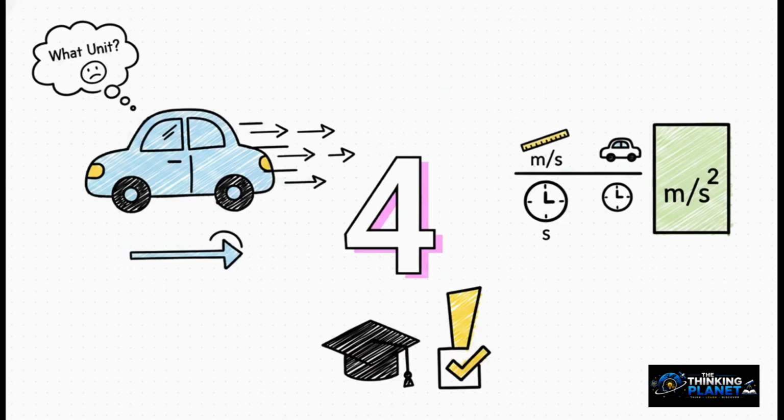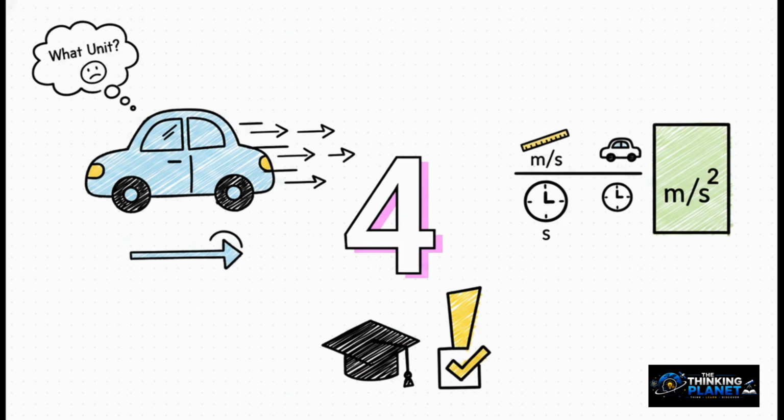But 4 what? In physics, a number without a unit is pretty much meaningless. Because we took velocity, which is meters per second, and divided it by time in seconds again, we get our standard SI unit for acceleration, meters per second squared. So our car's acceleration is 4 meters per second squared.